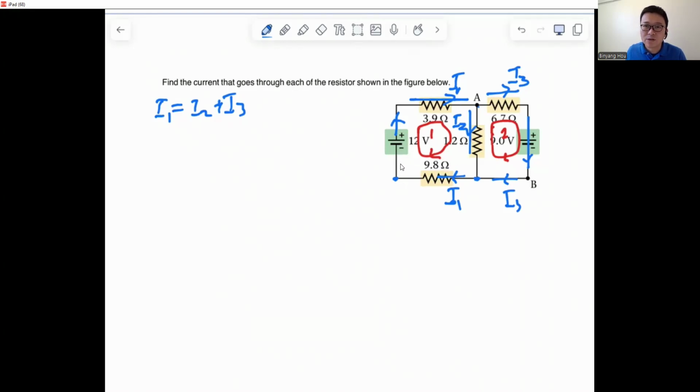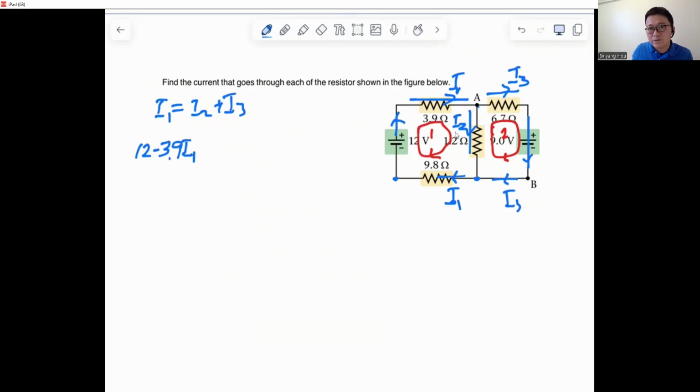So the first one, the loop's direction goes from negative terminal to positive terminal, so this should be positive. It should have a voltage increase, so we'll write down 12 on that one. The second element, this resistor, I1, and the direction of the loop across this is the same direction. So we say minus 3.9 of I1.